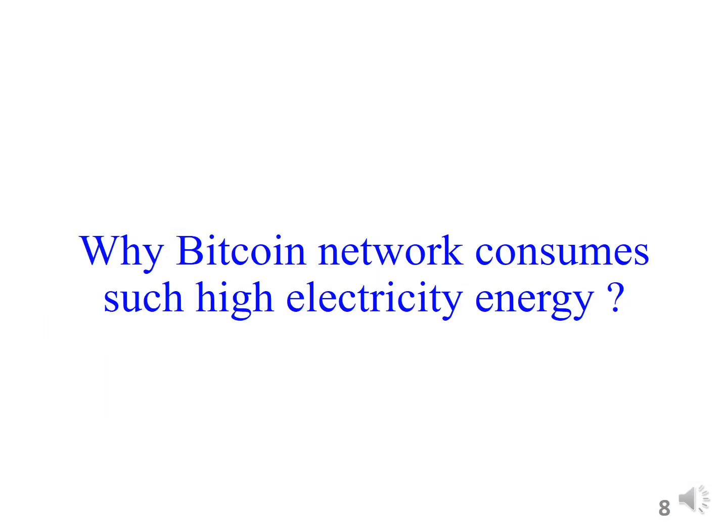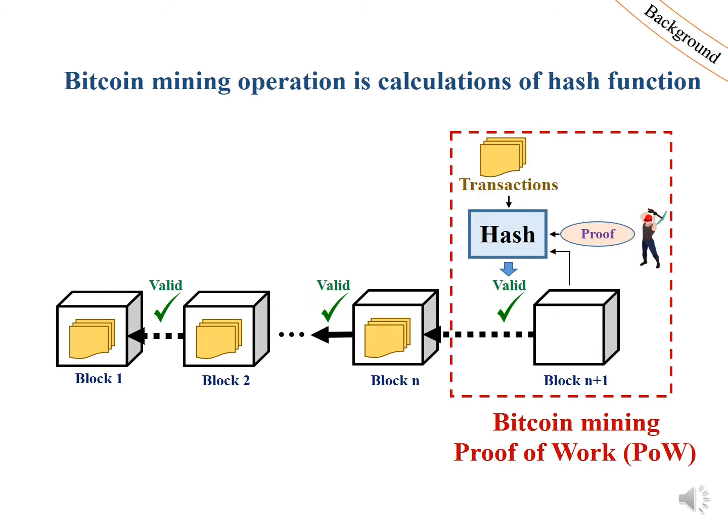The question is, why does the Bitcoin network consume such high electricity energy? Here you see that most of the energy consumption of the Bitcoin network comes from the mining process. Bitcoin follows the proof of work consensus, in which the miner must work hard to find the hash value for a new block.